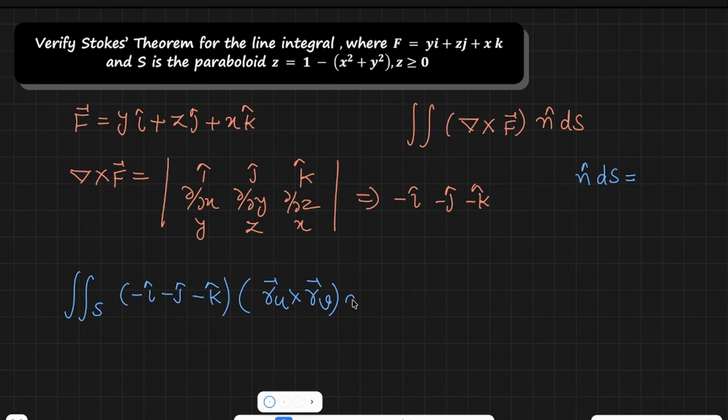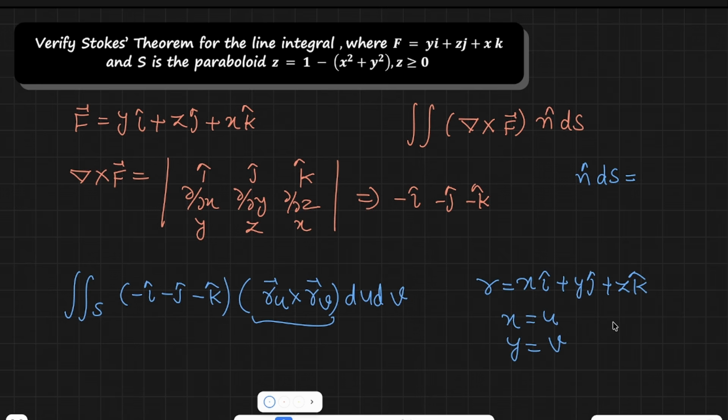It's cross product, and this is du dv. Now we have to find out the value of ru and rv. Again, r is nothing but the position vector x i cap plus y j cap plus z k cap, and here we will replace x with u, y with v, and of course z will be the relation between them, and z is given as a paraboloid.